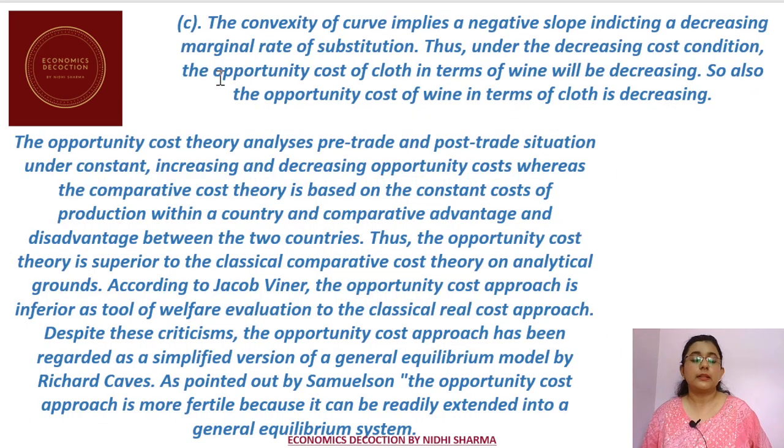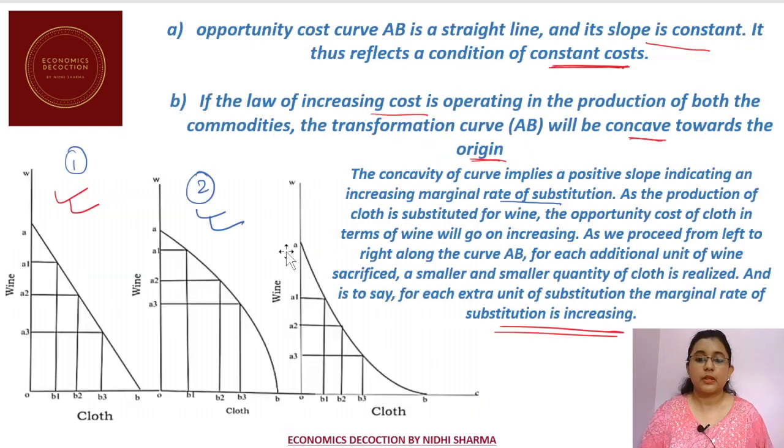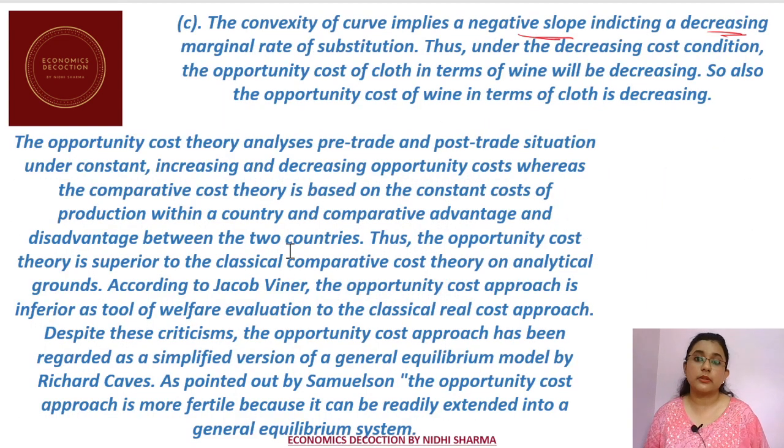The third curve. The convexity of the curve implies a negative slope indicating a decreasing marginal rate of substitution. Thus, under the decreasing cost condition, the opportunity cost of cloth in terms of wine will also be decreasing. So also the opportunity cost of wine in terms of cloth is decreasing. You can see this figure, the third one. This third figure shows the decreasing cost concept, where the PPF is convex to the origin.